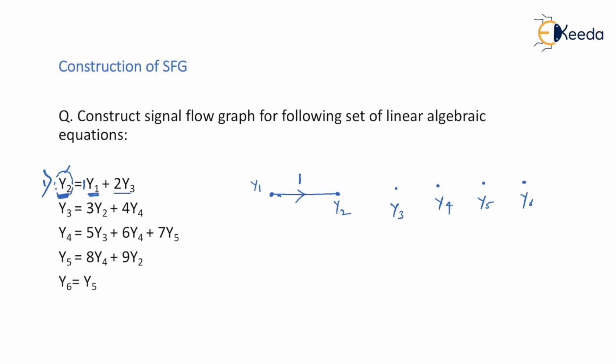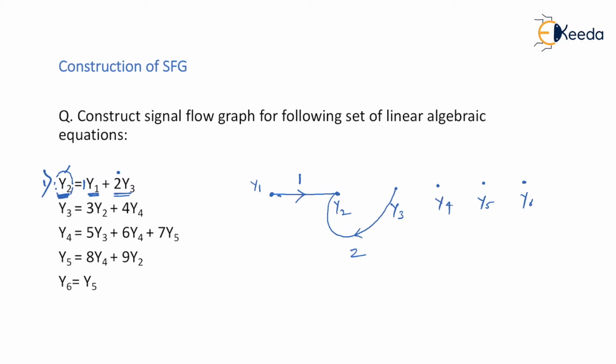But y2 is receiving something not only from y1 but also from y3. Since it is receiving from y3 with gain equal to 2, I'll draw it this way. Now, it is not necessary that you draw it this way. You can in fact draw it this way also, with something coming to y2 with gain equal to 2. But either of these you have to draw. Fine. So I'll rub out the above part now. Now we are done with the first equation.